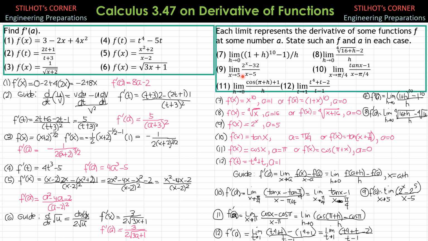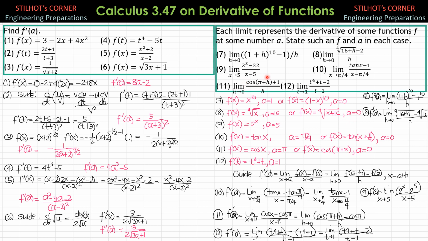Number 8, f of x is the function 4th root of square root of x, or x to the 1/4, and a is 16. Or f of x is 4th root of square root of x plus 16, where a is 0. This is the explanation, so it is in terms of h. So f prime of a is the limit as h approaches 0 of 4th root of 16 plus h minus 4th root of a. Since 4th root of 16 is 2, that's why you have there minus 2 all over h as h approaches 0. So this would be the two possible functions: 4th root of x, a is 16, or 4th root of quantity x plus 16, where a is 0.